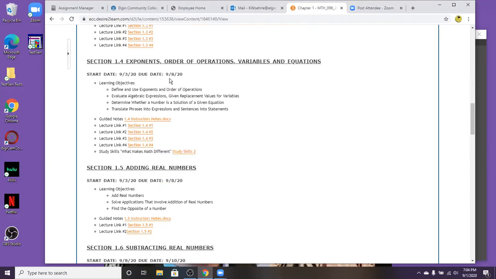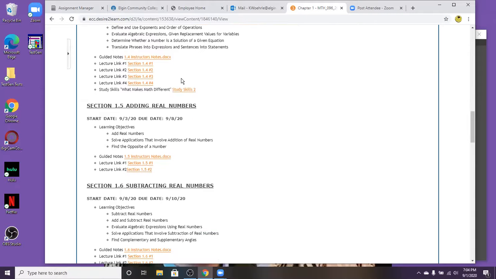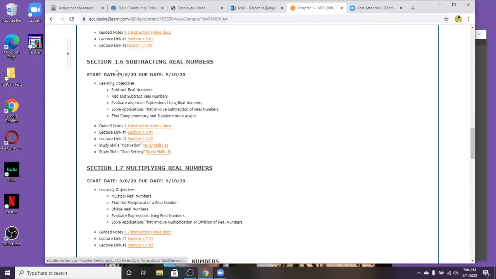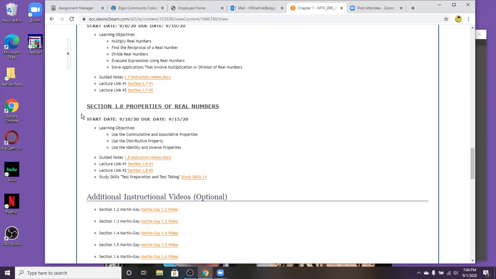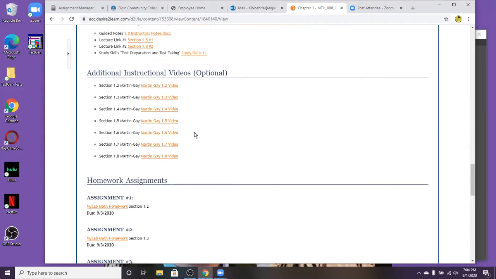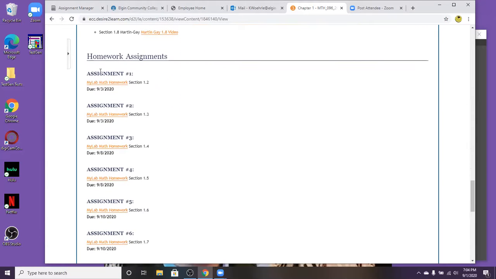So I kept the same schedule that I keep if we were to meet face-to-face, a Tuesday, Thursday schedule. Assigned on Tuesday, due on Thursday. Assigned on Thursday, due the following Tuesday. 2 weeks from today, which is the 15th, you'll see a week from today, hopefully you'll do section 1-6 and 1-7. 2 weeks from Thursday, hopefully you'll do section 1-8. Here are some extra videos if you need extra instruction. And here are your homework assignments.